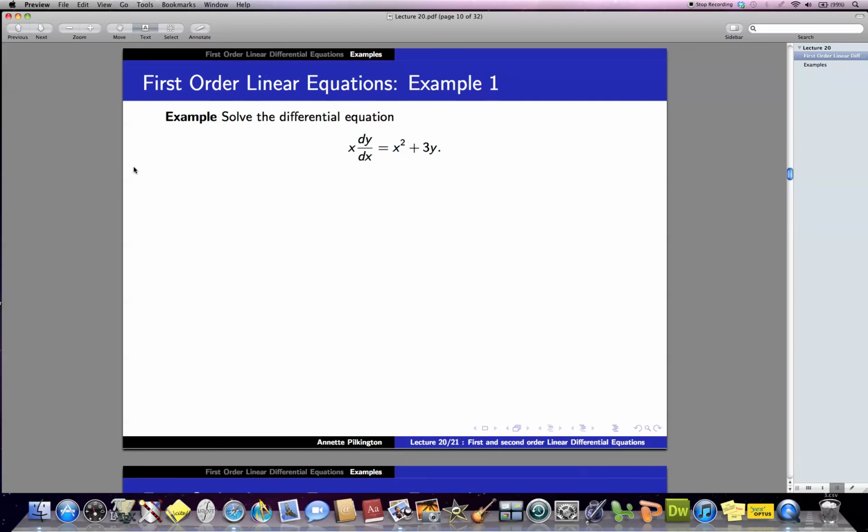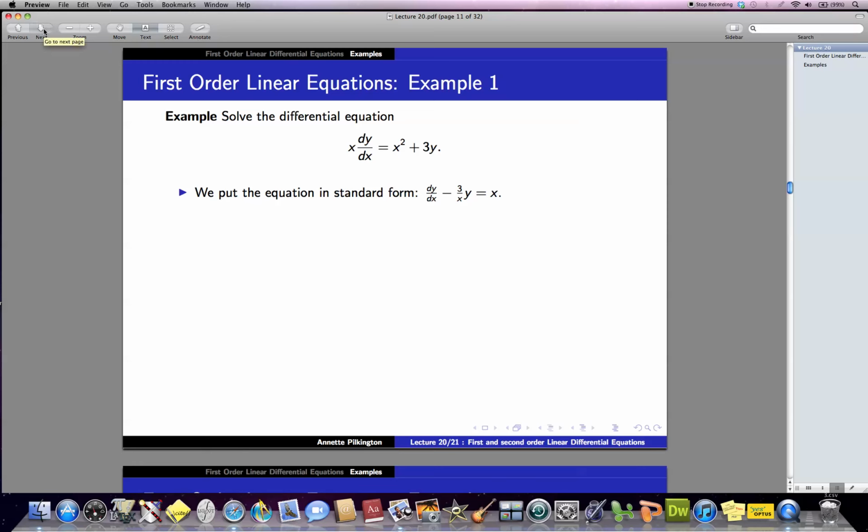Let's look at an example. Let's start with the first example. Remember, it's not in standard form. Before I start to apply this process, I must put the equation in standard form. We've already figured this out. It's dy/dx minus 3 over x times y equals x.